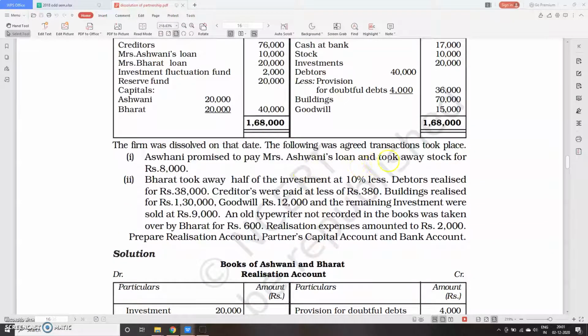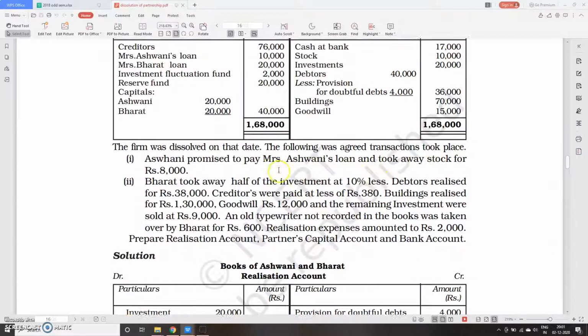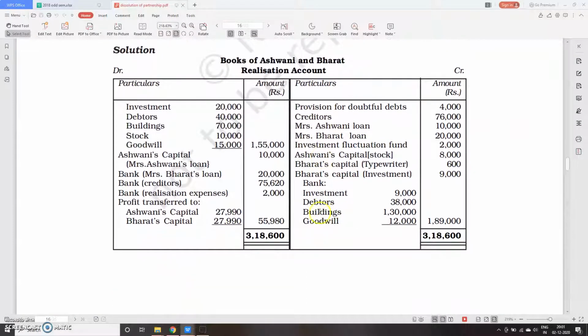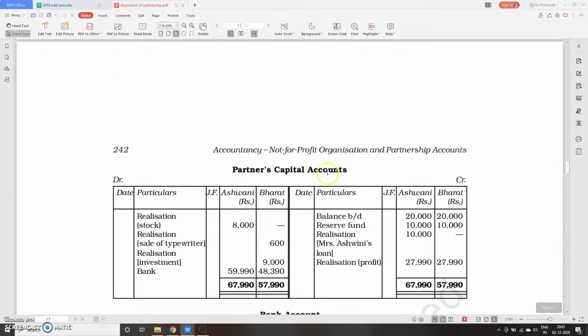Second part, and took away stock for rupees 8,000. Stock is 10,000, we don't care for that. Stock is taken at 10,000, and 8,000 is here. You see, Ashwani's capital account. Since Ashwani is taking it, it will not be bank. We will transfer it to Ashwani's capital account: stock 8,000, and in the capital account here, realization account in brackets, stock 8,000 rupees.